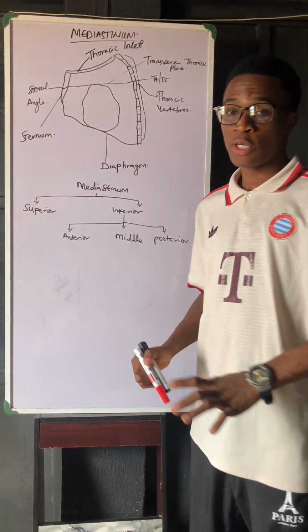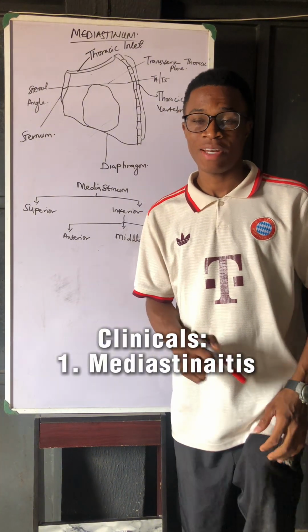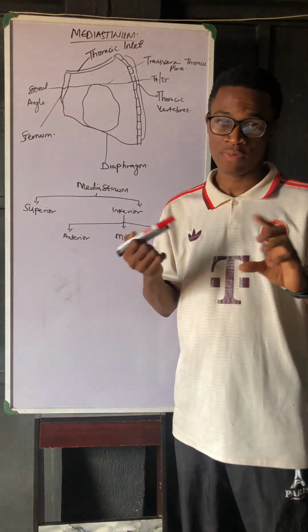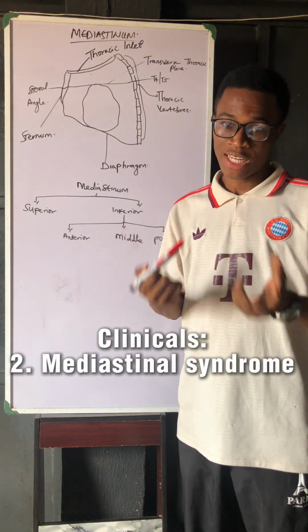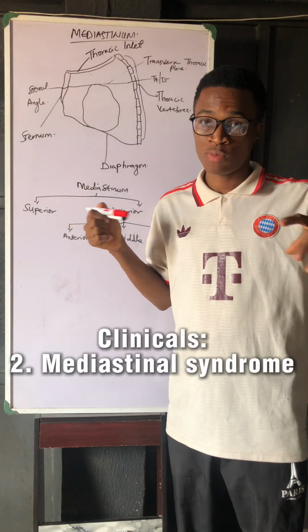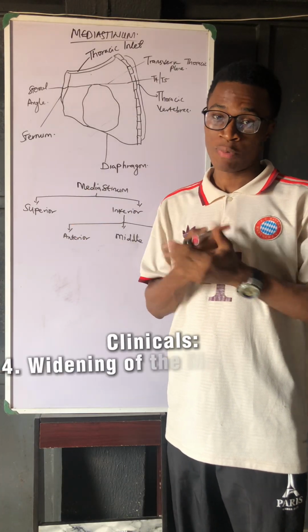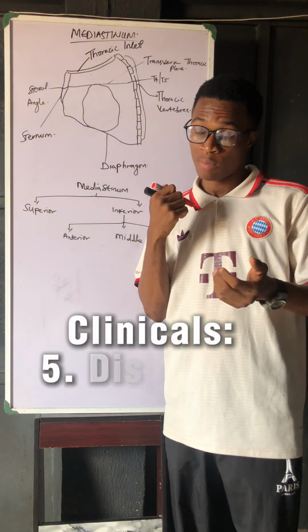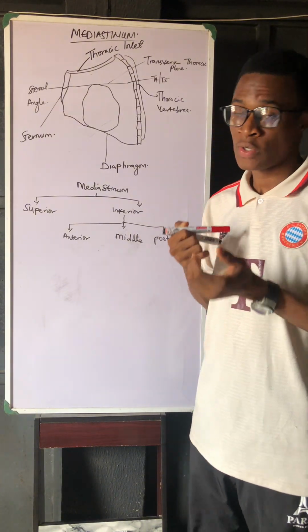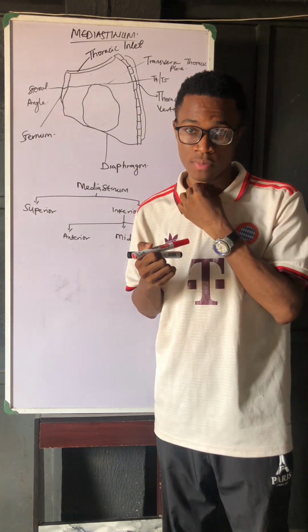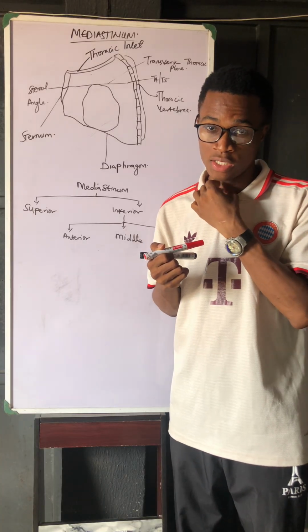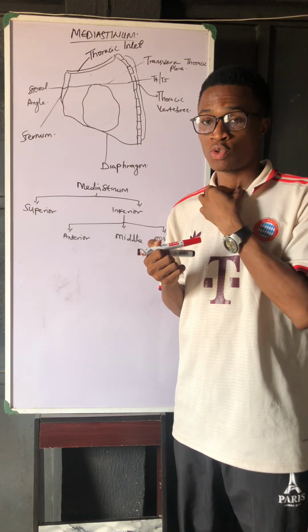Clinicals: you can talk about mediastinitis, where itis stands for inflammation. You can talk about mediastinal syndrome caused by aneurysm of the aorta. You can talk about mediastinal shifts, widening of the mediastinum, and dysphonia, difficulty in speech. You remember the trachea is there, and so on.